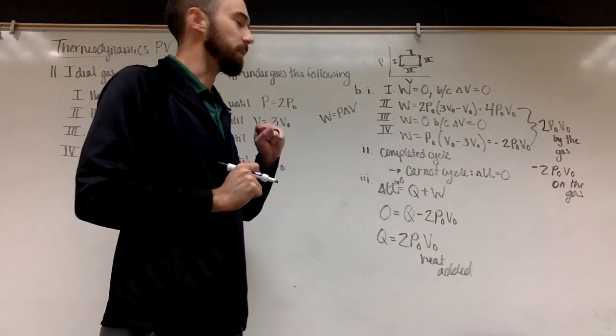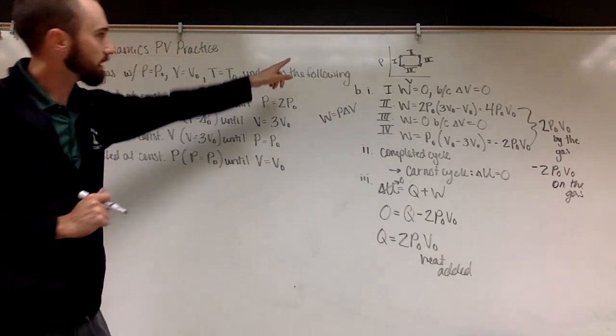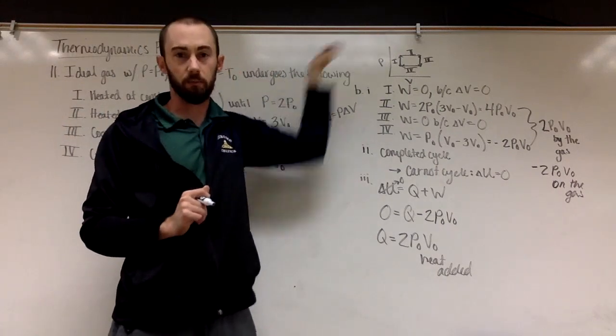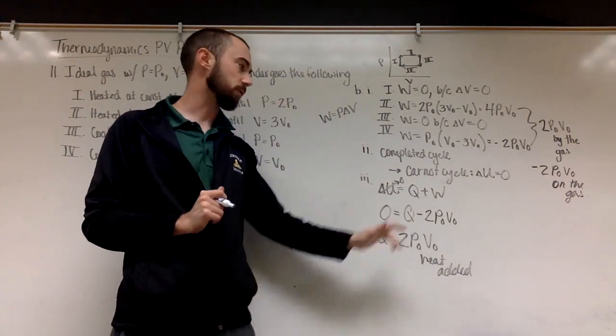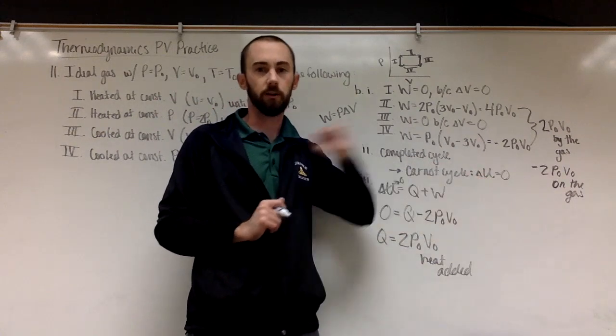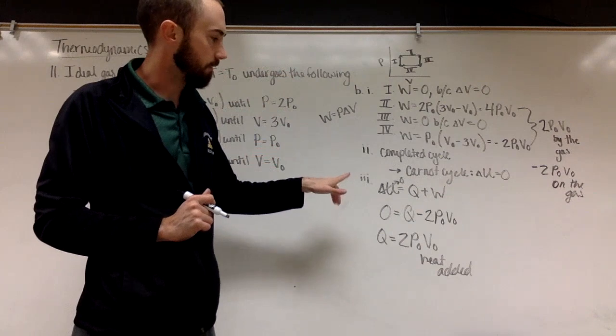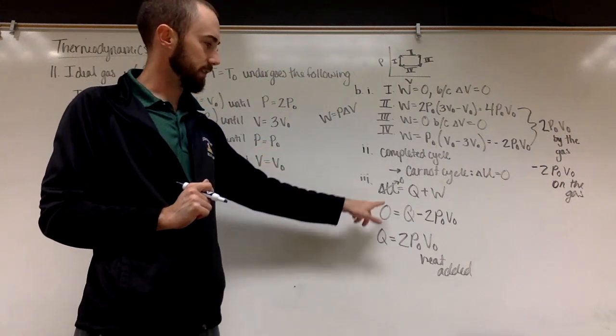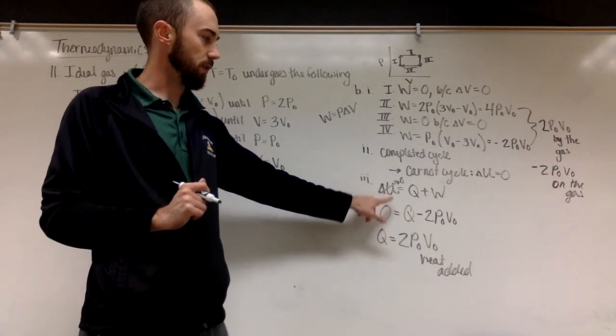Got it. Next one we've got is asking about the internal energy change. Since it starts and ends at the same point, it's a completed cycle, and when we do that, by definition, we have an internal energy change that's equal to 0. And finally, we want to know what heat is added to the system.